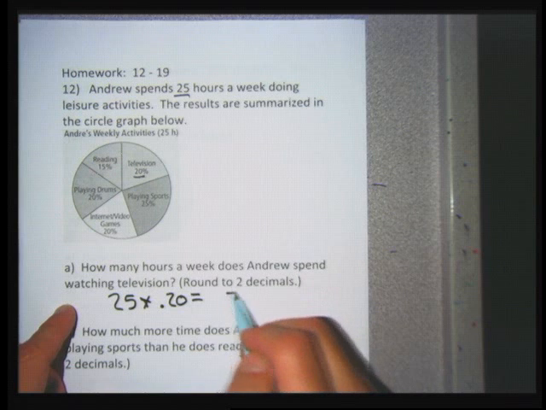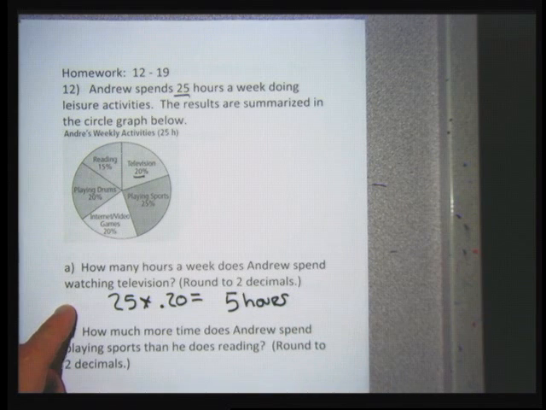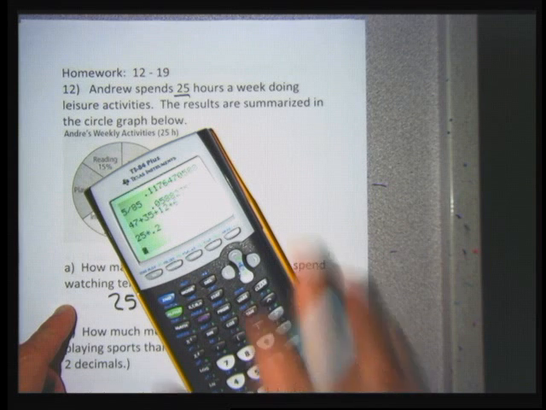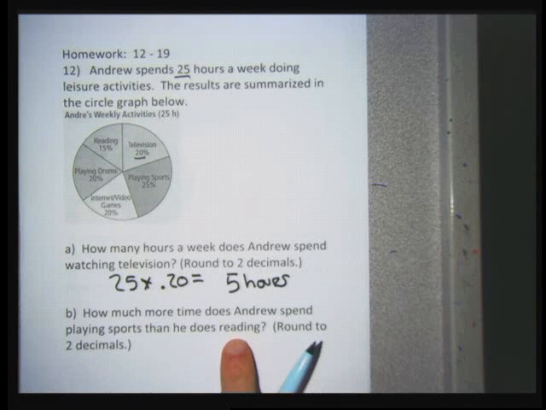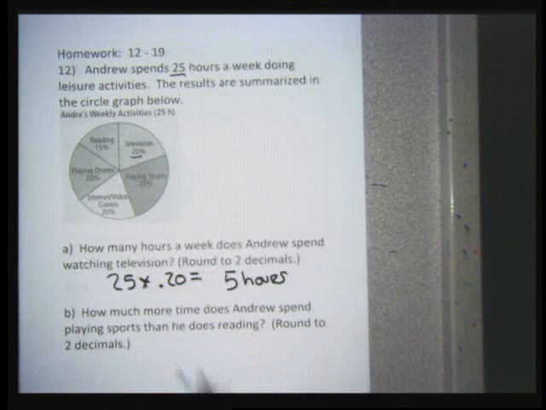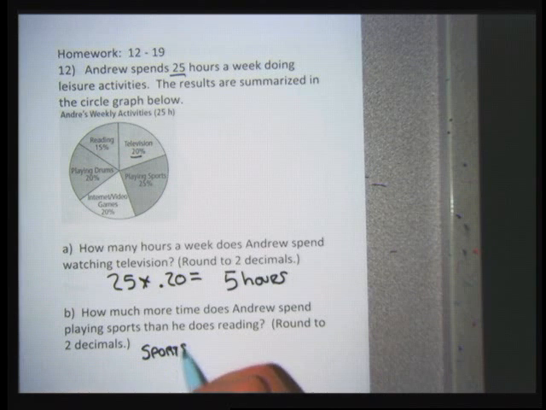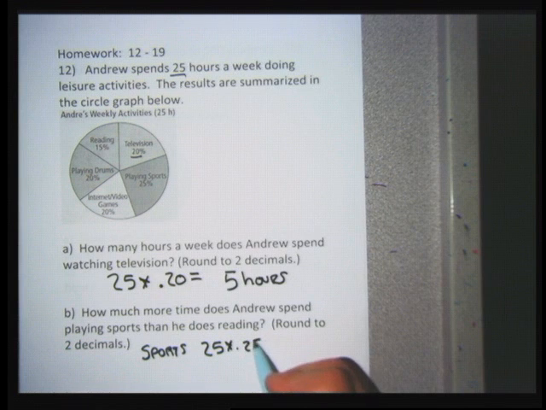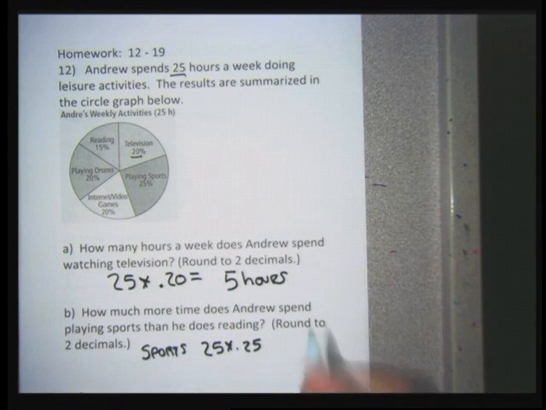I think that's just 5. I don't know why I say round to 2 decimals. But I'm going to do that on my calculator because I know I make mistakes, and trusting myself to do it in my head is not always the smartest. So he spends 5 hours per week. And then, how much more time does Andrew spend playing sports than reading? Well, for sports, I'll figure out how many hours he does playing sports. For sports, I'm going to take the 25 total hours times the 25%. This I might need to round to 2 decimals. That's 6.25 hours playing sports.